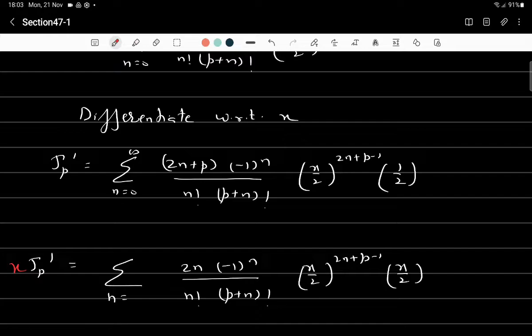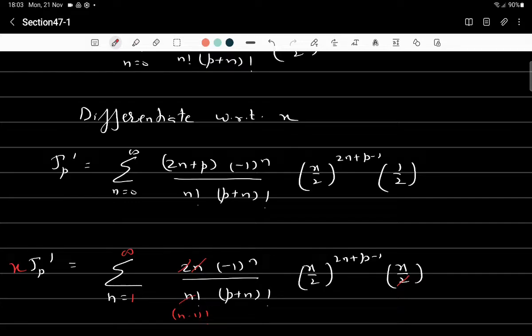Now the next observation is what I need on this side: I need x Jp plus 1, so I need x also. So I am not merging this x with x by 2. Now this 2 and this 2 would cancel out, and this becomes n minus 1 factorial. When it becomes n minus 1 factorial, it means that the summation must start from 1 to infinity.